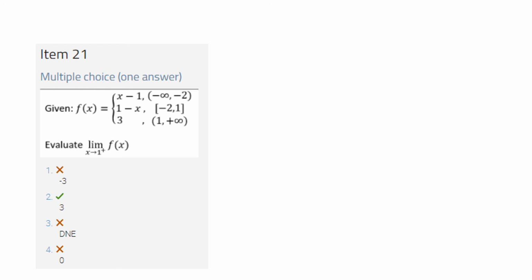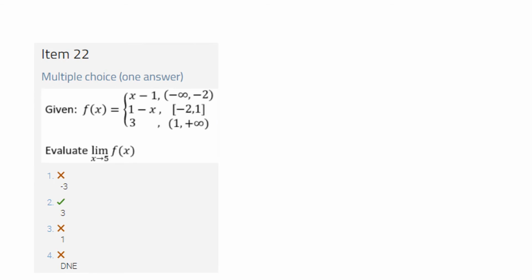So in here, the given function f is piecewise. We're looking for the limit as x approaches right of 1. So right of 1 means greater than 1. So here is the right of 1. That means this is the function you will use, and that is a constant function. Therefore, the answer remains the limit is equal to 3.